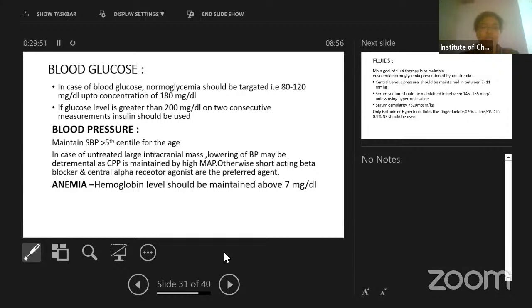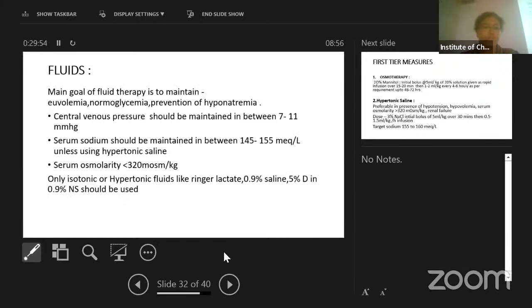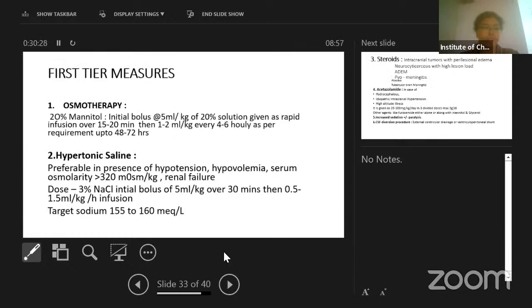Anemia: the hemoglobin level should be maintained above 7 milligram per dL. Fluid therapy: the main goal of fluid therapy is to maintain euvolemia, normoglycemia, and prevention of hyponatremia. Only isotonic or hypertonic fluids like Ringer lactate, 0.9% saline, 5% dextrose should be used. Central venous pressure should be maintained between 7 to 11 millimeter of mercury, and the serum sodium between 145 to 155 milliequivalent per liter unless using hypertonic saline. And the serum osmolarity should be maintained below 320 milliosmol per kg.